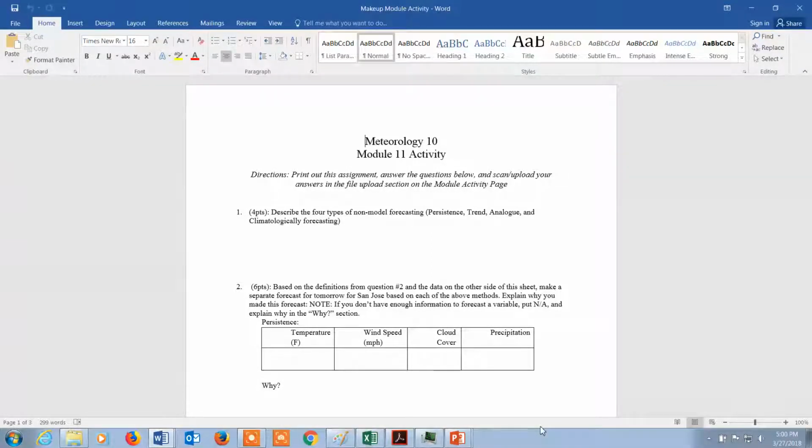And then what I'm going to do is right after I'm done with this, I'm going to create a new activity that you could submit to get a better grade. Okay? So let's do this.